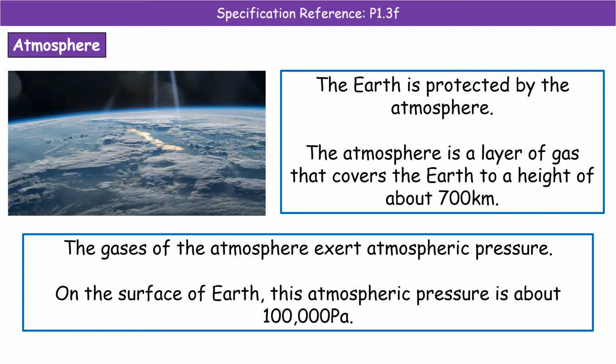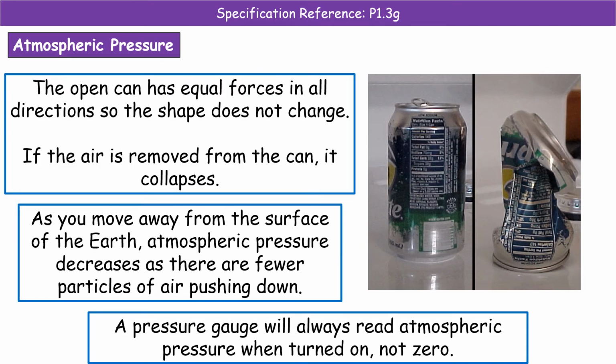Depending on how far from the surface you are is going to determine the atmospheric pressure. If we consider one of our simple little examples that you may have seen, the little collapsing can trick. When we start off, we've got equal forces in all directions, so the can just stays the same shape. If, however, we remove the air from the can, it collapses down because we've got a greater pressure externally acting in than internally acting out, so the whole thing collapses.